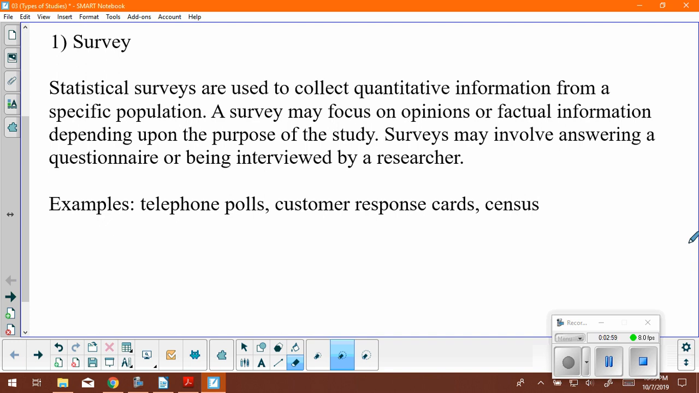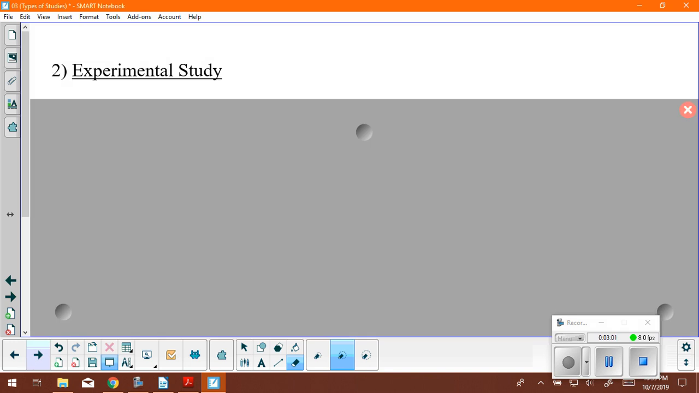The second way to do it is to conduct what's called an experimental study. So instead of just asking people to write down the information you think you need, you set up an experiment to collect the information that you need.